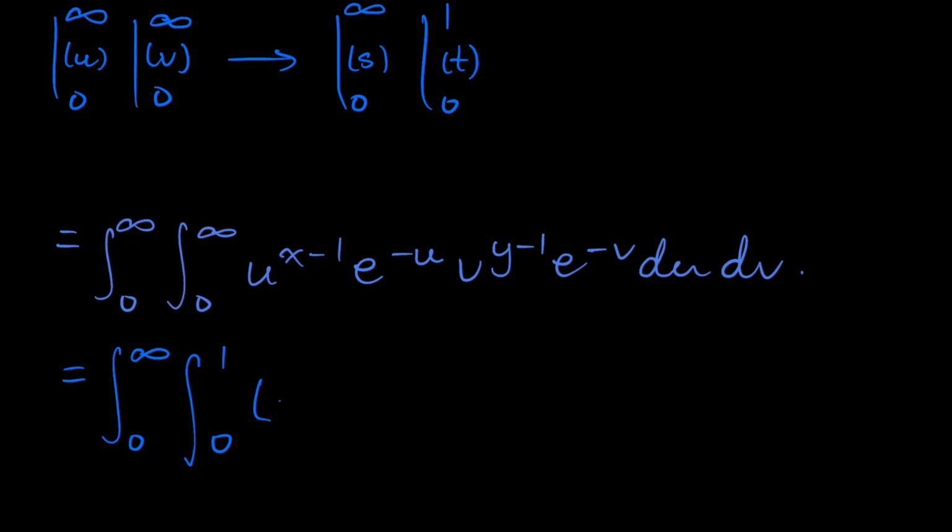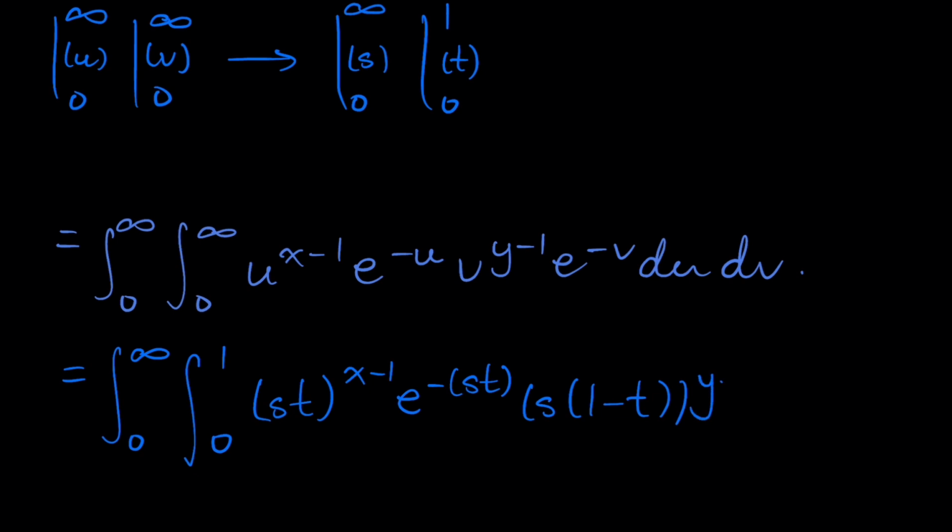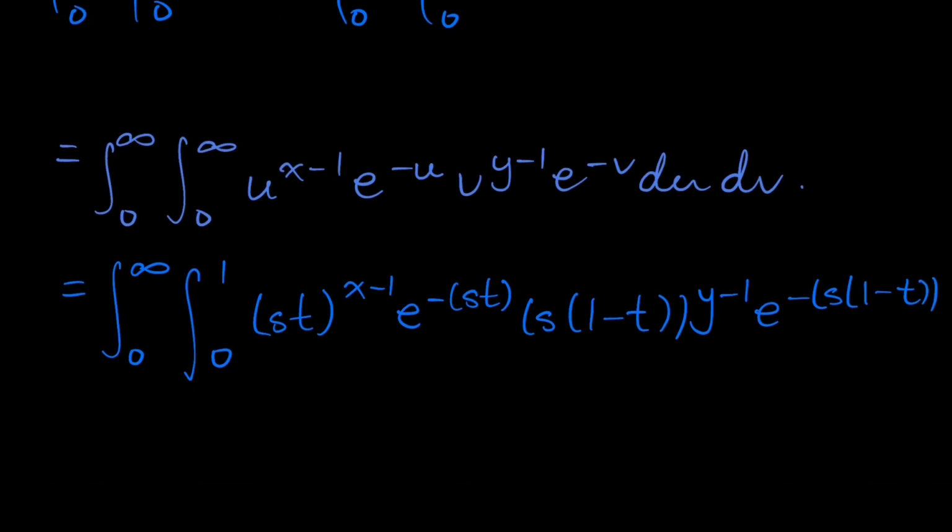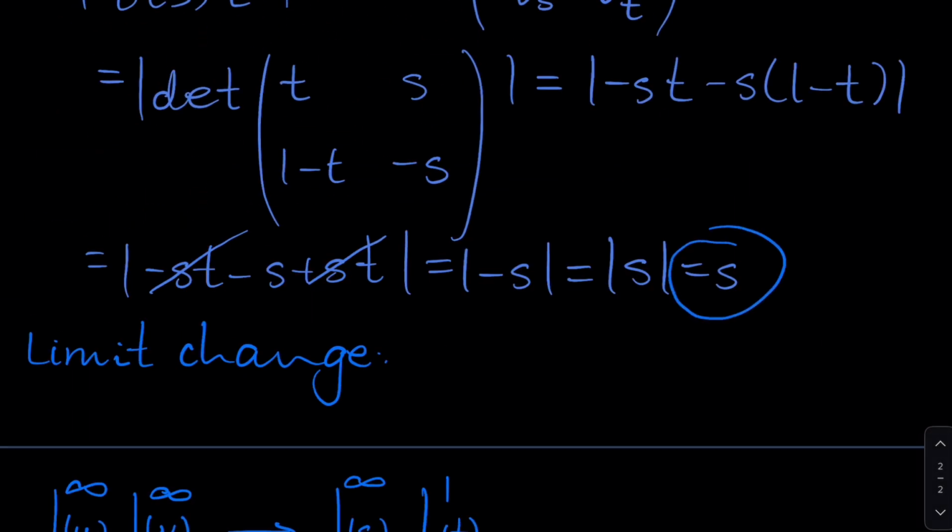What's u? u is st, to the x minus 1, e to the minus u, and u is equal to st. v is equal to s times 1 minus t. We have to raise that to y minus 1, and e to the negative s times 1 minus t. We have to multiply our Jacobian out front.